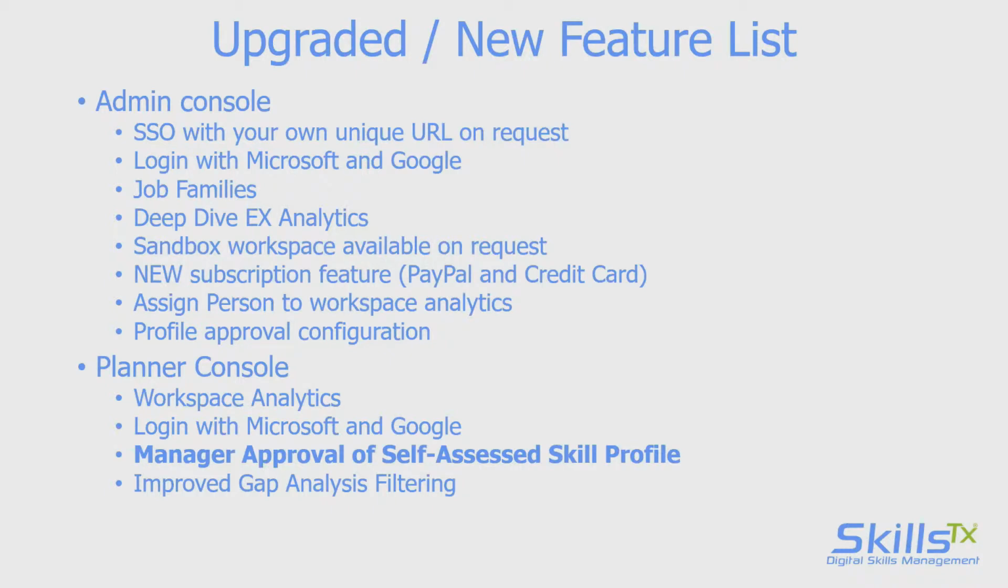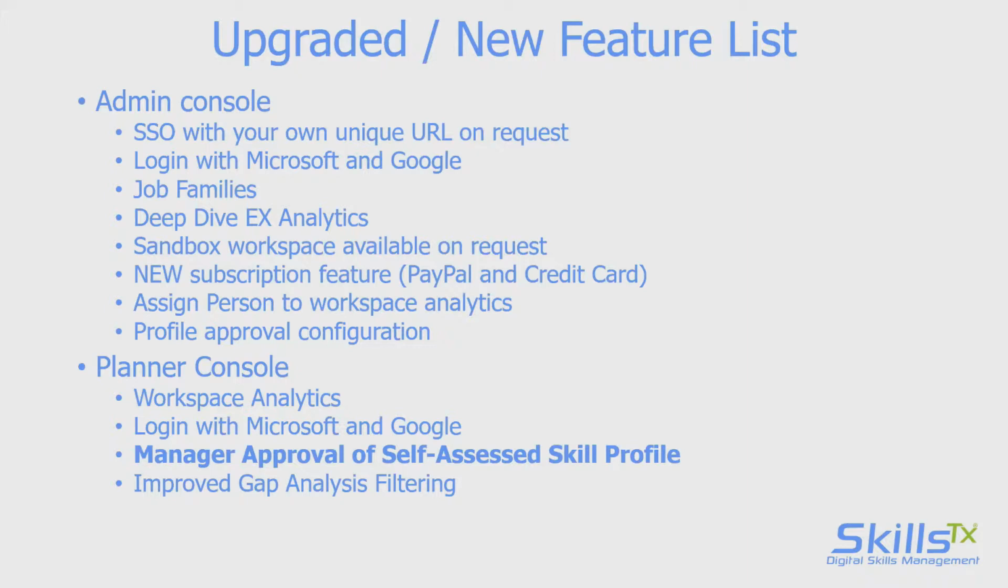We've got a subscription feature now that includes PayPal and credit card payments rather than using the sort of license invoice function that we currently have. And then a couple of things that we've really improved. So we have the option now to assign a person to be able to view workspace analytics from the planner console. So for senior leadership, etc., it saves them logging into admin. And within the admin console, we've got the control of the new approval process, which I'll explain when we look at the planner.